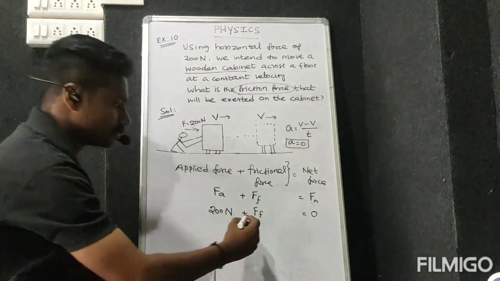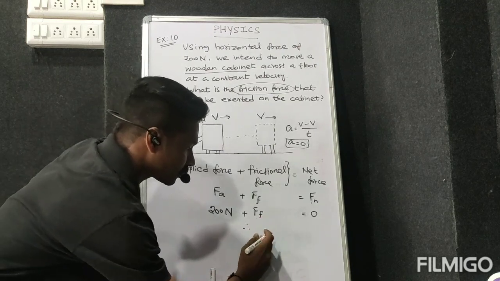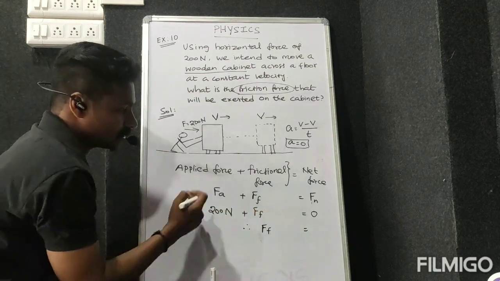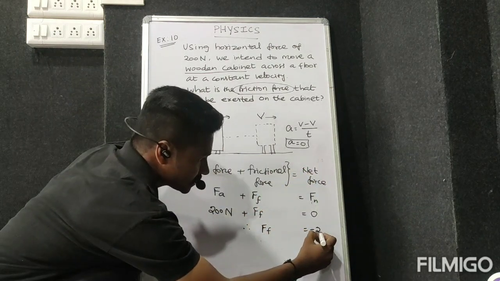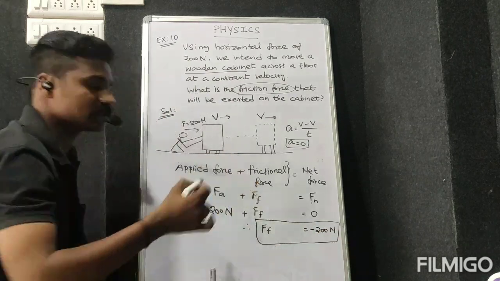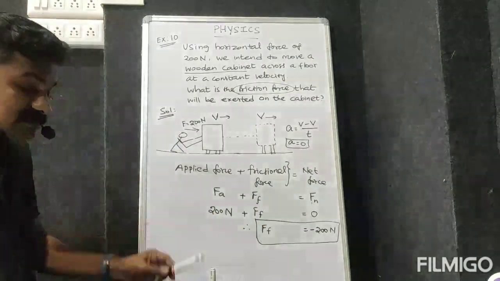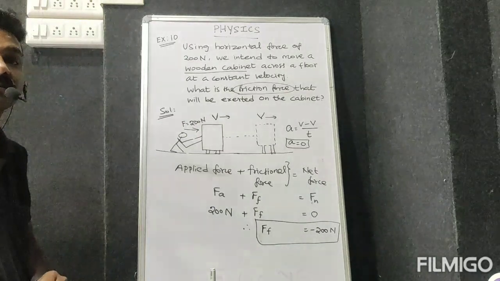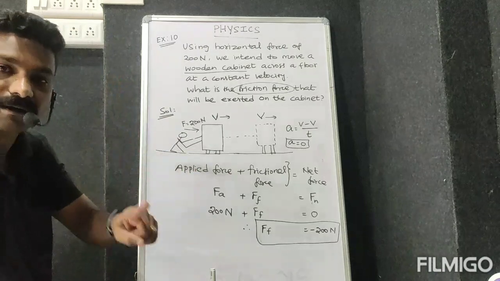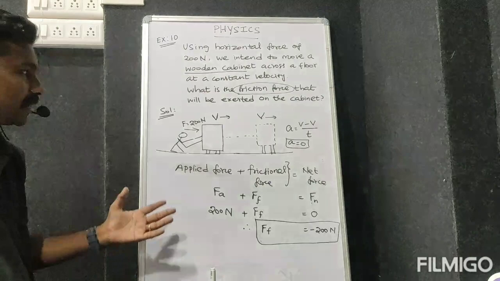Therefore, moving the other side, the frictional force equals minus 200 Newton. That's all. This is the frictional force. Why is the frictional force negative? Because the negative sign indicates that it is opposite to the applied force. Frictional force is opposite to the applied force. Okay? I hope you understand the question.